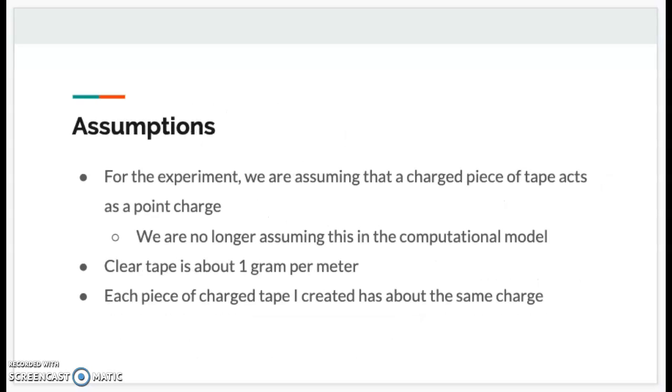So now we should discuss any assumptions we're making. For the experimental section, we're assuming that a charged piece of tape acts as a point charge. However, we're no longer making this assumption for the computational model. We are still assuming that clear tape is about 1 gram per meter and that each piece of tape used has about the same charge.